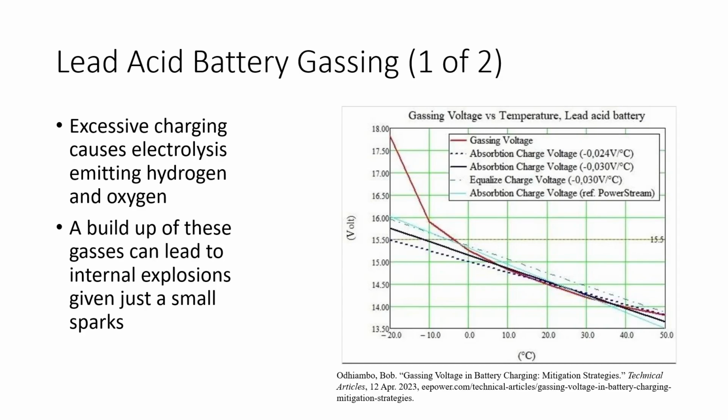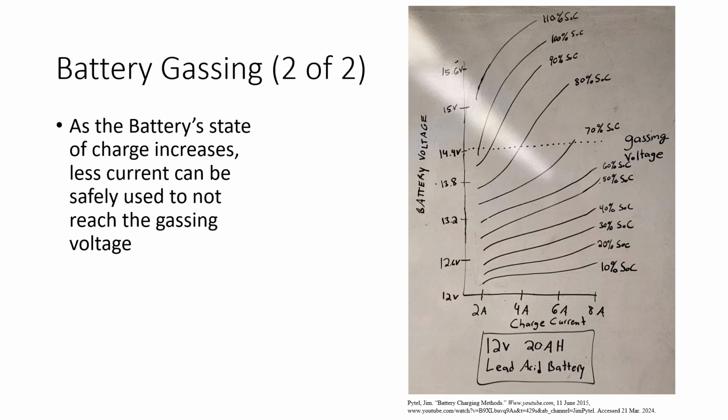Gassing voltage is a function of temperature, which you can see on the right on the graph. Normally it's about 14.5 volts at about 20C to 25C, but it can range pretty heavily depending on the temperature. But we're going to stick with about 14.5 volts for gassing voltage for the rest of the slides. Now this figure on the right is vital for the rest of the presentation. It is battery voltage versus charge current. And we're going to be using a 12 volt, 20 amp hour lead acid battery for an example.